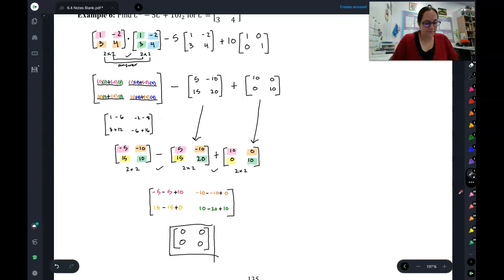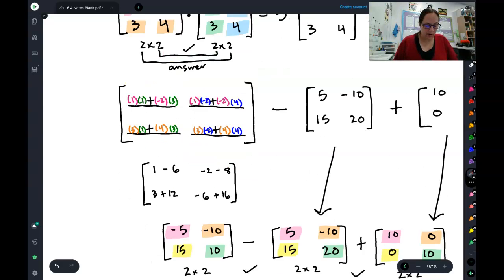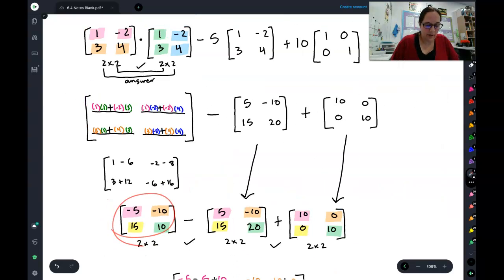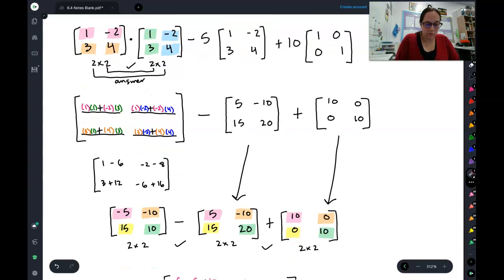Let's check your work. So first I did C squared. It's a 2 by 2 times a 2 by 2, so it's possible. I did our pattern, and this is the final answer I got for C squared. Next, I had -5 times C. So I just multiplied everything in C by 5, and then I carried it down here, so I get subtract. There's my 5C. And then I get add 10I2, so there's my identity matrix, multiplied everything in the identity matrix by 10, carried it down, so I get add that thing.